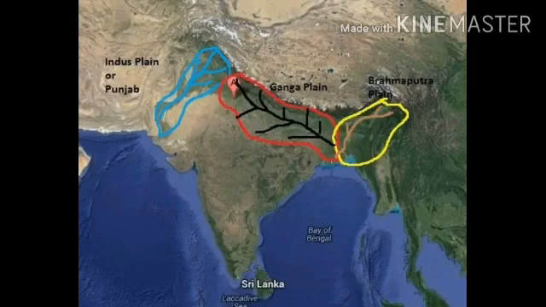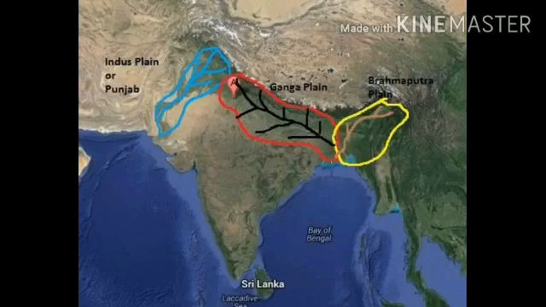Let us discuss the Ganga plain. It is the middle part of the northern plain. It extends from the Ghaggar river to the Tista river through the states of Haryana, Delhi, Uttar Pradesh, Bihar, partly Jharkhand and West Bengal.